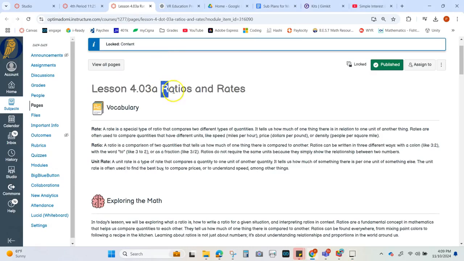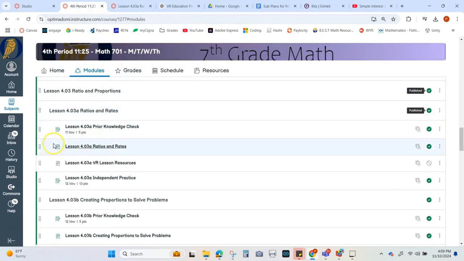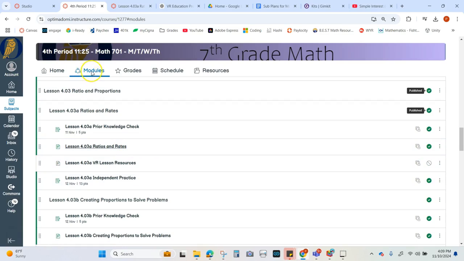Today we're going to be learning about ratios and rates, and we are going to use the lesson page in Canvas to help us learn about ratios and rates. We can find these lesson pages in Canvas that help teach us the math if we go to the modules page and we click the button that's right above the homework.